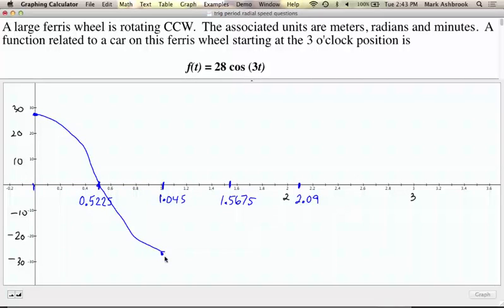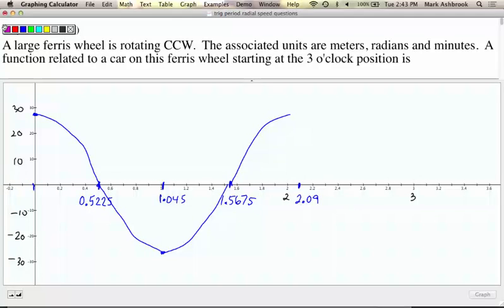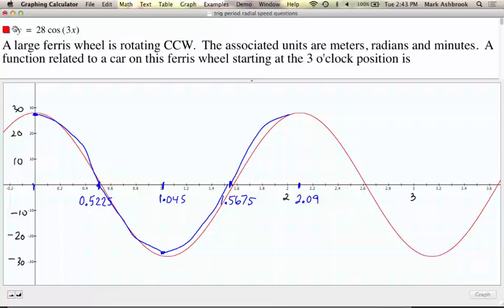Next quarter cycle from negative 28. So here we are at the bottom of the circle, right? What side of the circle is this? Left side of the circle. We're 1 radius length, or 28 meters, to the left. So then in the third quadrant, we go from negative 28 to 0, at the bottom of the circle. Last quadrant, we go from the bottom of the circle to 28. All right, let's see if it's right. It's the best part. Turn on the graph. Nailed it.